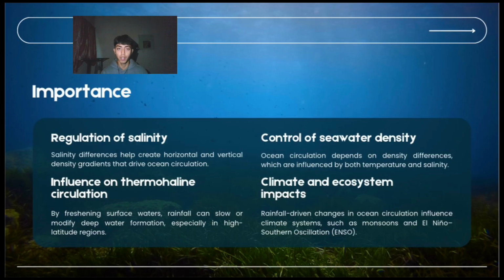Ocean circulation depends on density differences, which are influenced by both temperature and salinity. Third, influence on thermohaline circulation. By freshening surface water, rainfall can slow or modify deep water formation, especially in high latitude regions. And lastly, climate and ecosystem impacts. Rainfall-driven changes in ocean circulation influence climate systems such as monsoons and the El Nino Southern Oscillation (ENSO). So that's all from me.